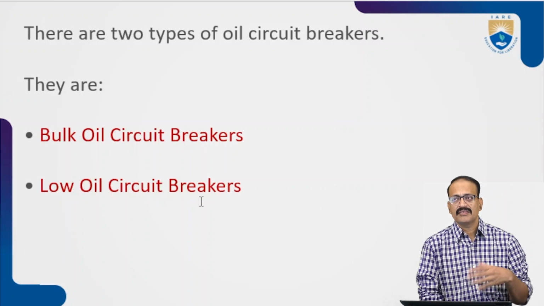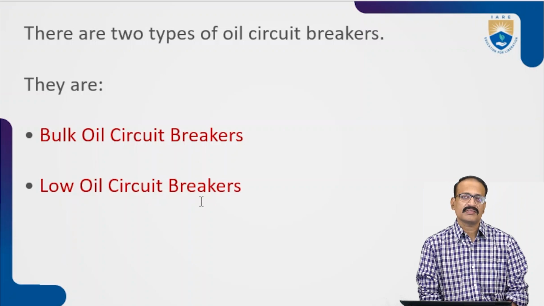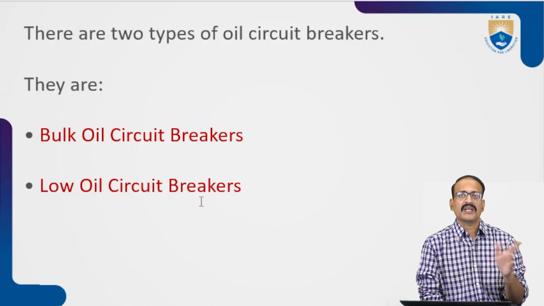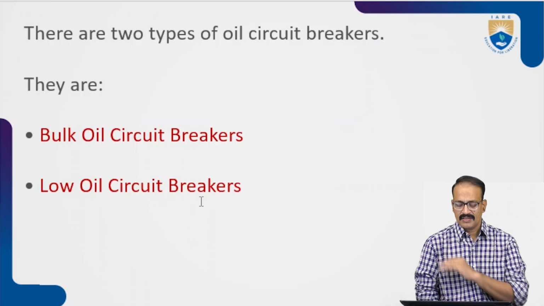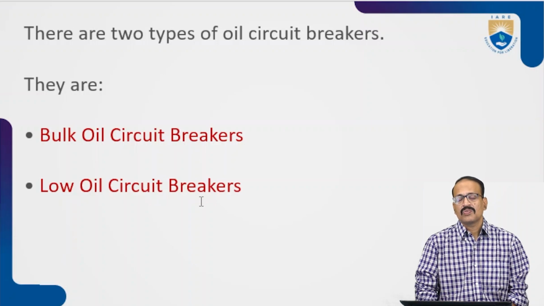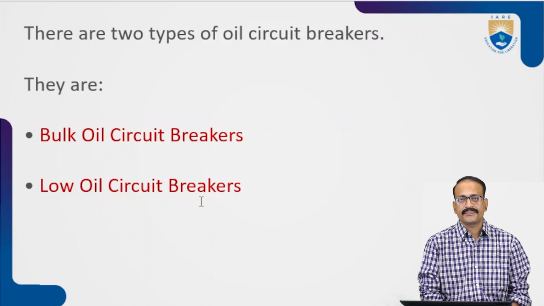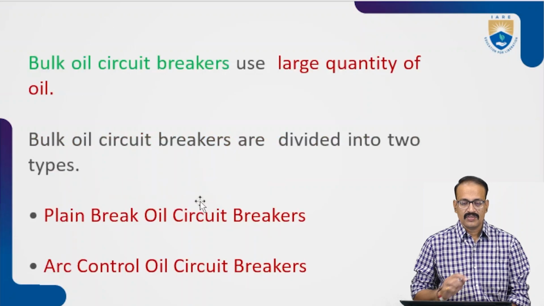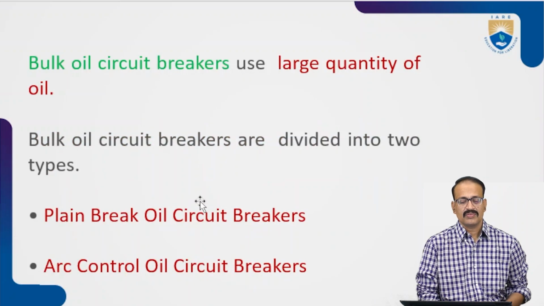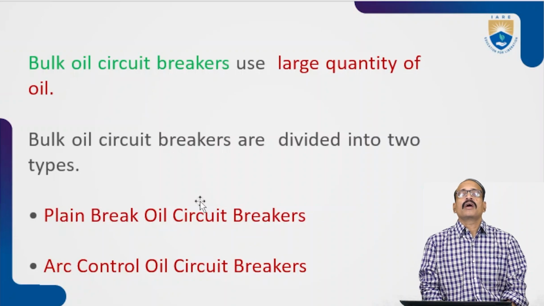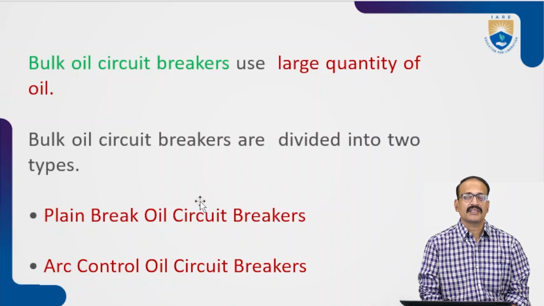So in the bulk oil, the majority of the oil will be used for insulation, and in low oil, we are only using the oil for extinguishing the arc, and the remaining insulation part is dealt with by some other arrangement. So in the oil circuit breaker, we have two types: first the bulk oil circuit breaker, and second the low oil circuit breaker. In the bulk oil circuit breaker, as the name denotes, we are using a large amount of oil.